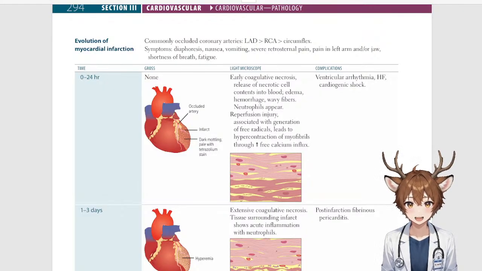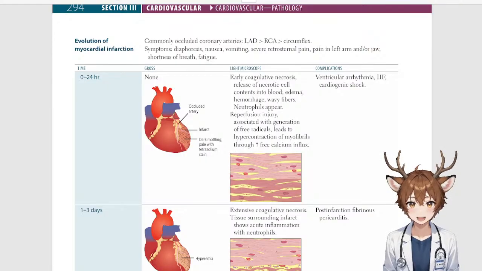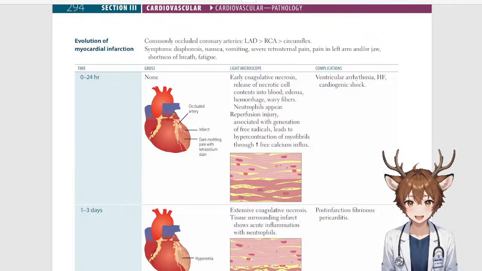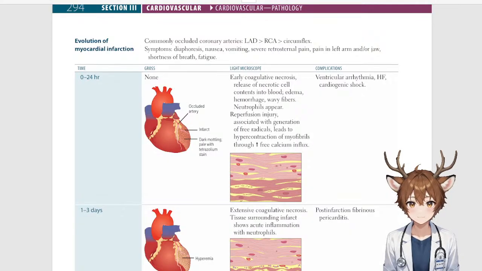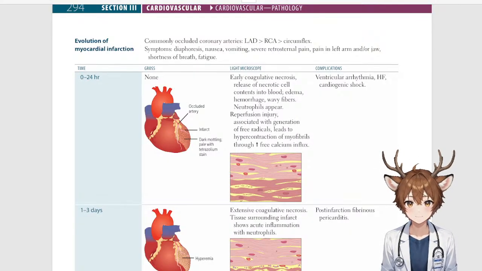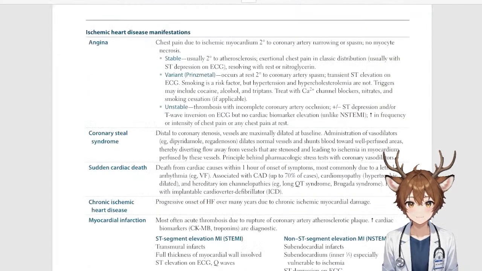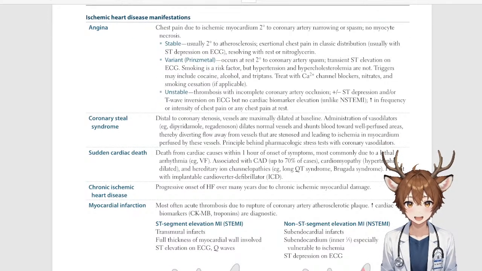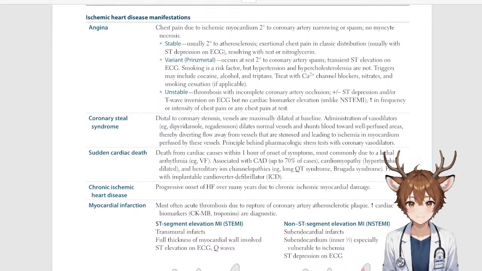So I talked about coronary steal. Did I talk about coronary steal, or did I talk about something else? I talked about subclavian steal. So let's talk about coronary steal as well. Coronary steal. Oh, is it here? Angina, coronary steal. Here we go. Now we're going into ischemic heart disease manifestations.